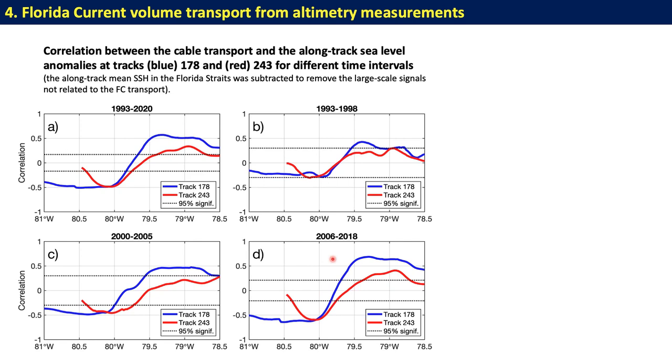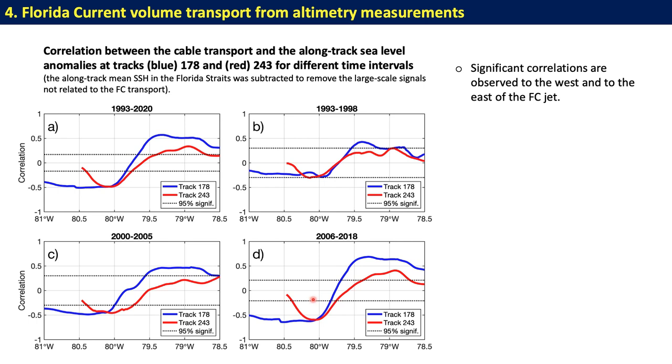So therefore, we used the more standard approach and looked at correlations between the cable transport and the along-track sea level anomalies at both tracks. It should be noted that before computing correlations, the along-track mean sea surface height in the Florida Straits was subtracted to remove the large scale signals not related to the Florida Current transport. These plots here show correlations for the entire record, for 1993-1998 and 2000-2005, and for the 2006-2018 time intervals. The last one is for the time period when the quality of cable measurements was improved.